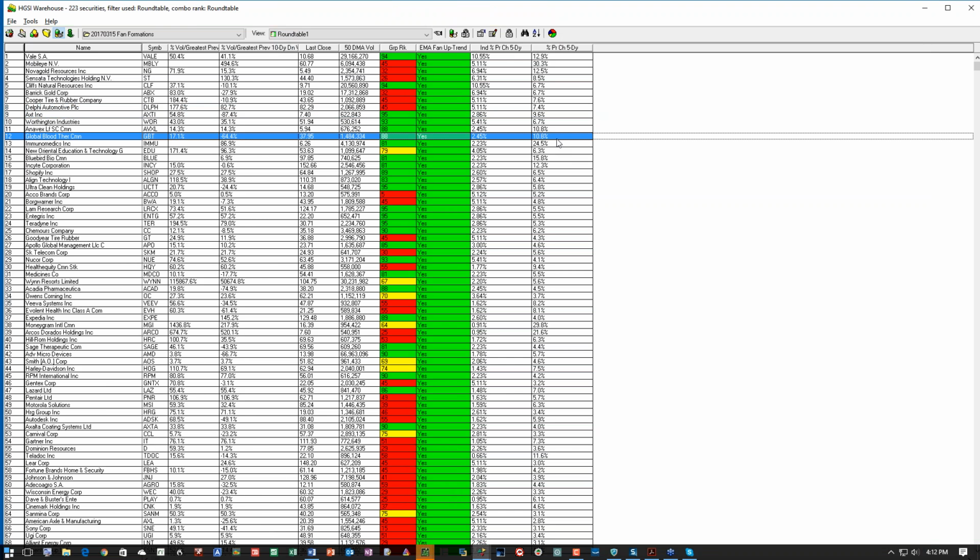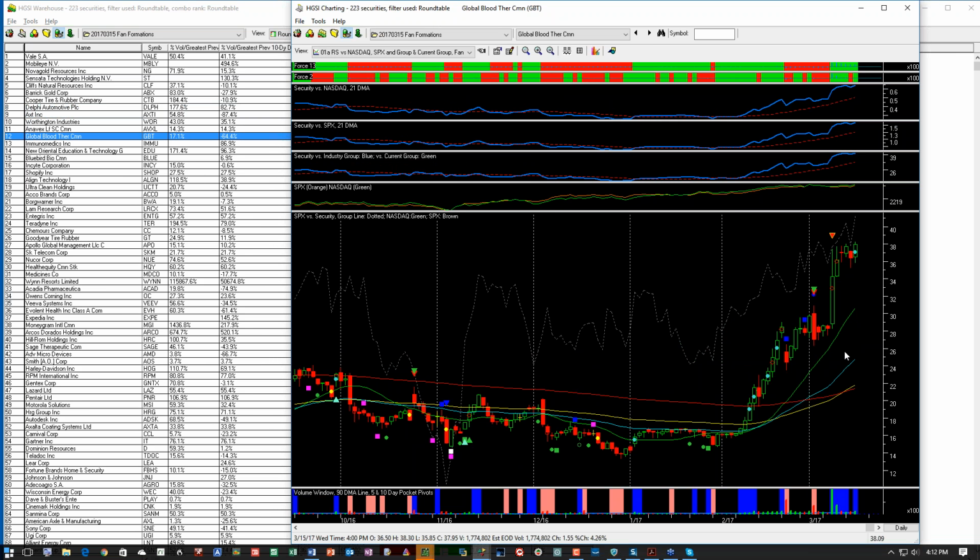Just look at a few more here. Here's one that's up 10.8%. The group's up 2.45%. So by doing this, I am looking for stocks that are clearly outperforming their group over the past 5 days.